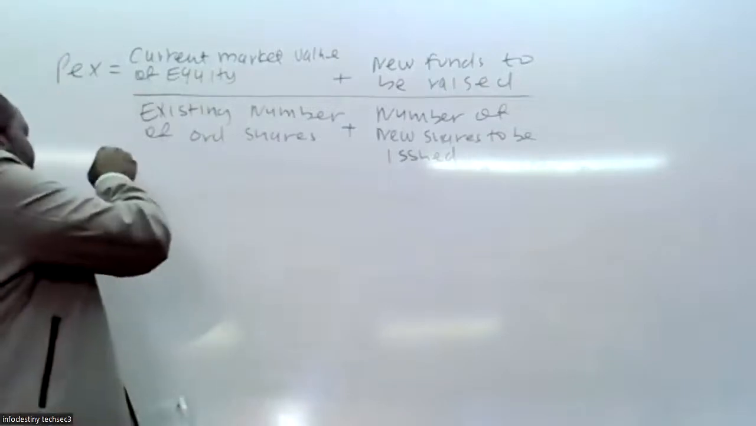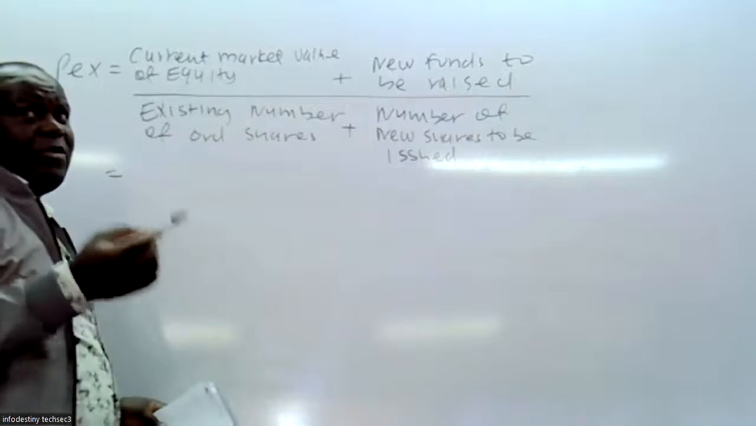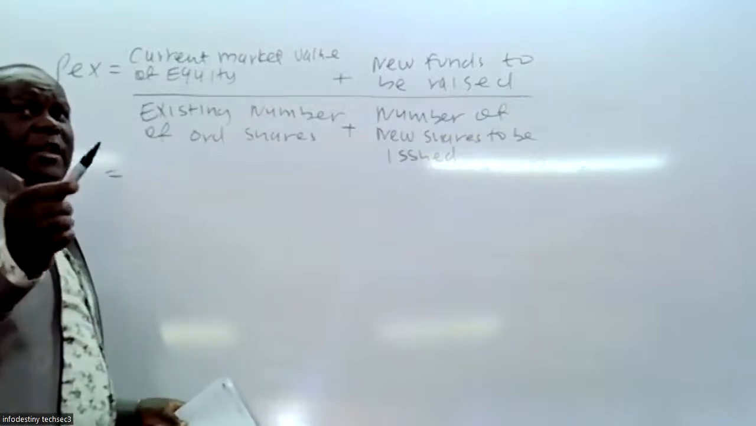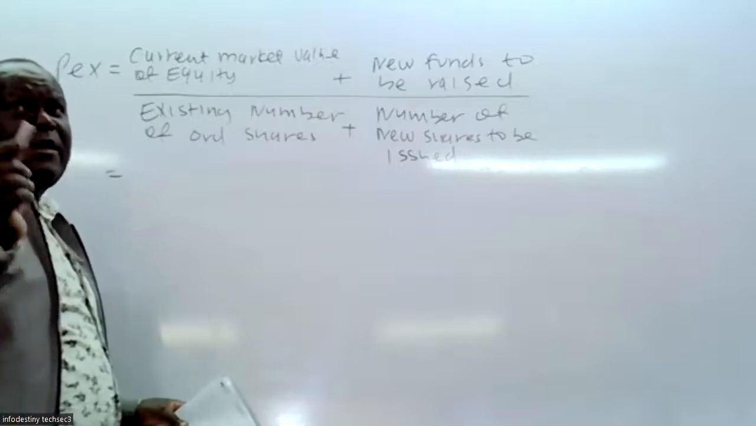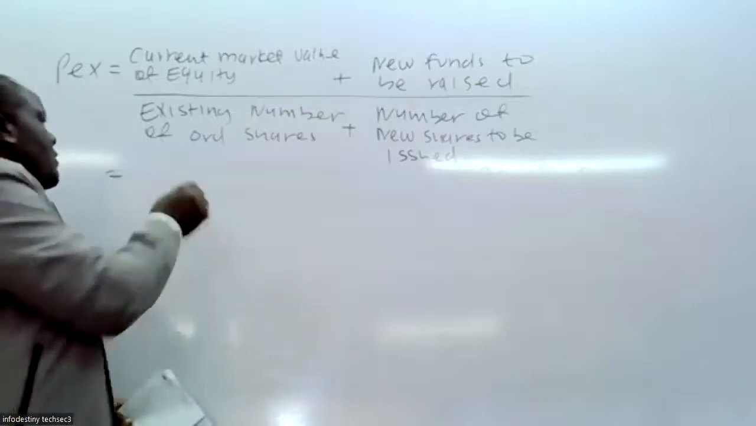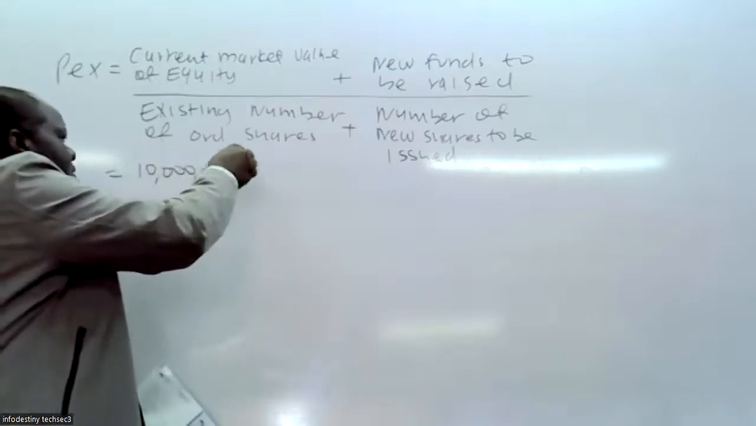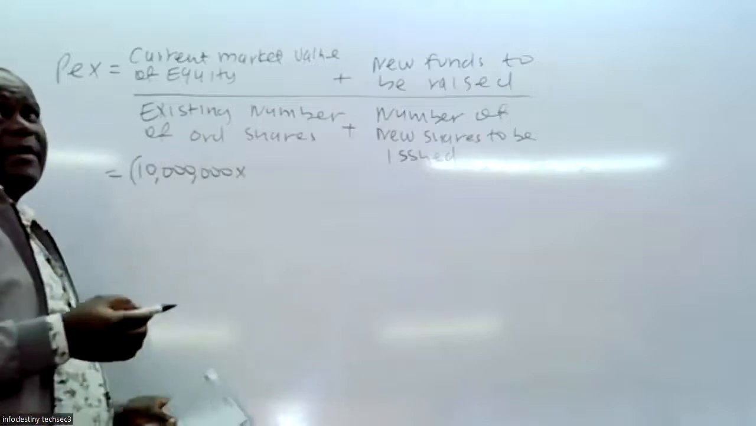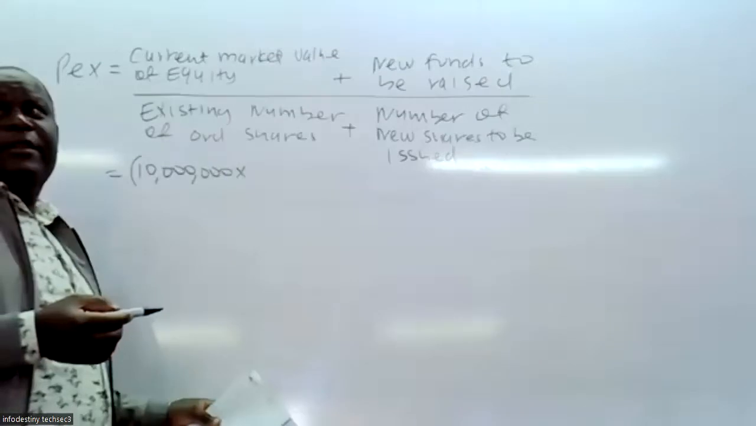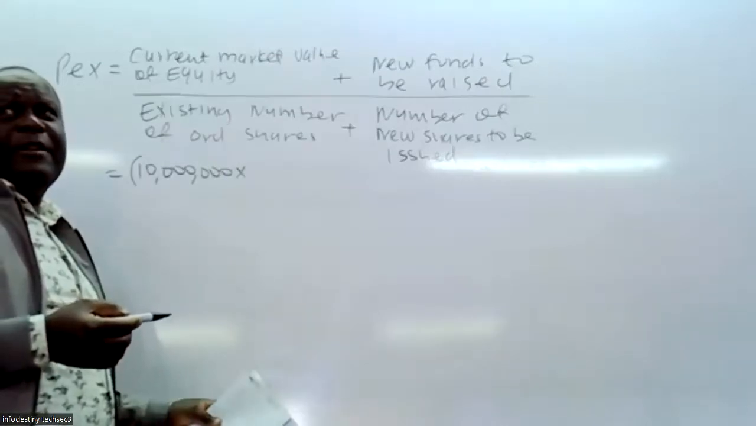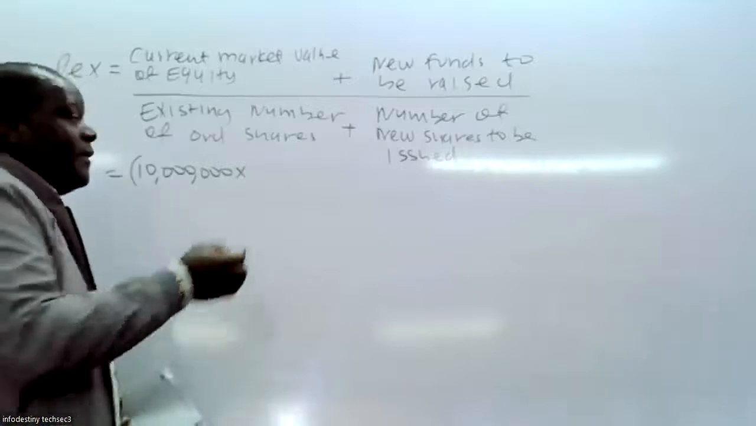To calculate the current market value of equity, I also gave you the formula. You take existing number of the ordinary shares multiplied by the current market price per share. So existing number of the ordinary shares are 10 million. Then the current market price per share we calculated: 11.9.